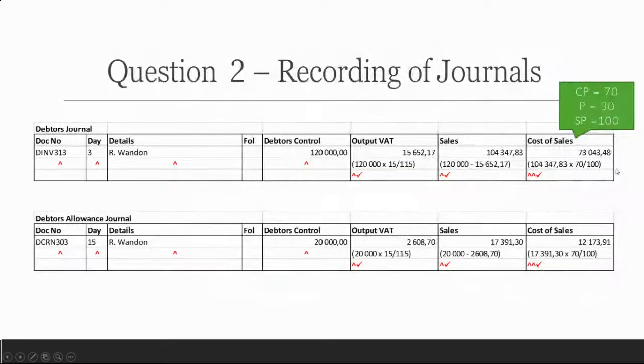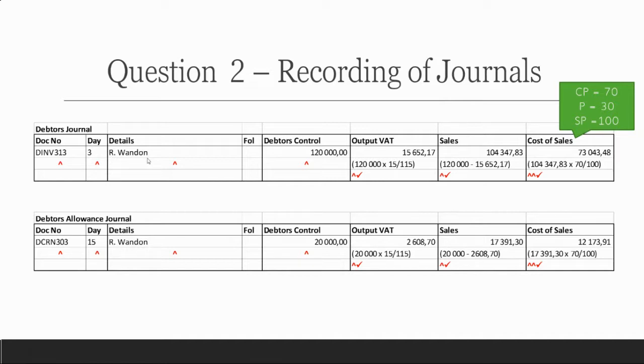Now let's quickly look at what the answer should have looked like. Okay, so if you completed the debtors journal, you would have received a half a mark for the document number. For the document number to receive the mark, you had to include the entire document number, not only the numbers here at the end, because each document has a different abbreviation in the front. So you lost the marks. You got a half a mark for the day, a half a mark for the detail.